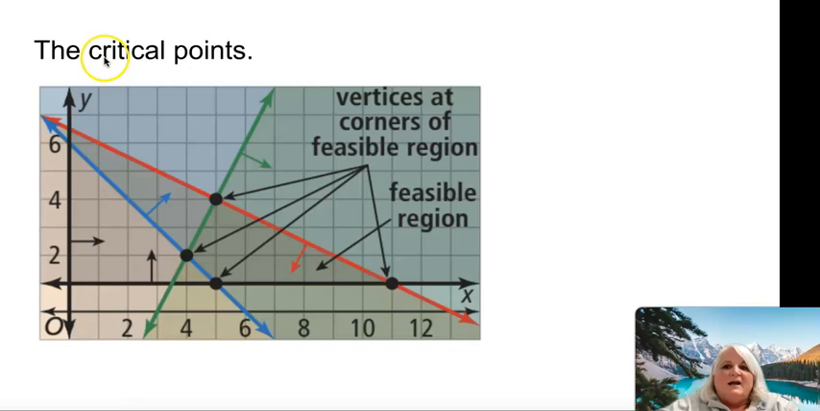All right. Here's another kind of picture where it points out the critical points. So if you're not seeing my arrow as I'm pointing to it, I think that it turns yellow on it. But the critical points of this feasible region are here, here, here, and here. And this is my feasible region. It's the vertices at corners of the feasible region. Okay?